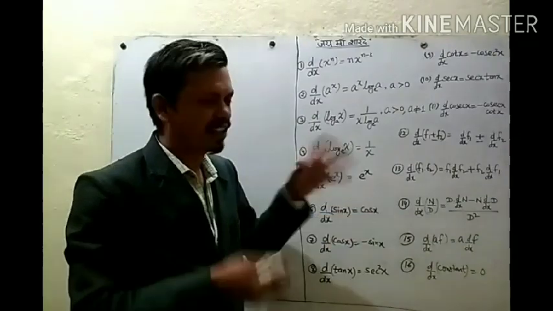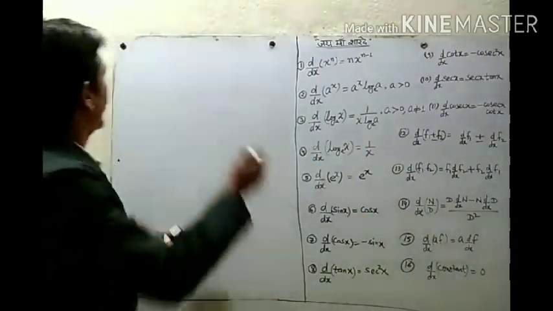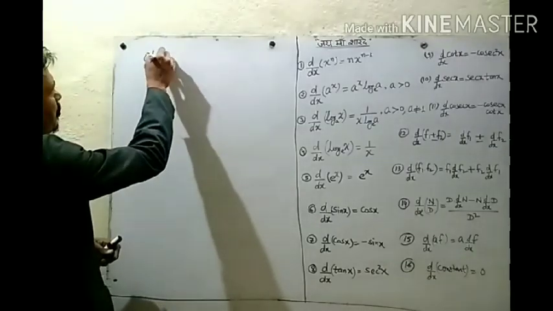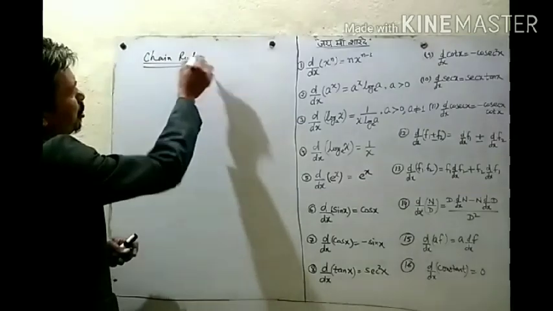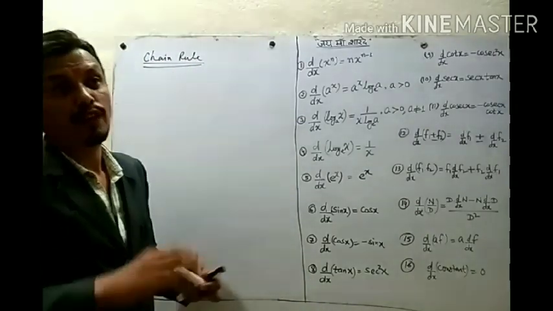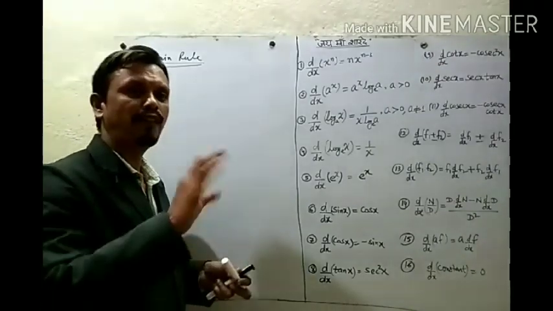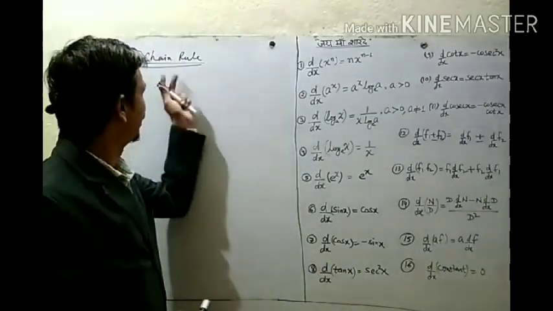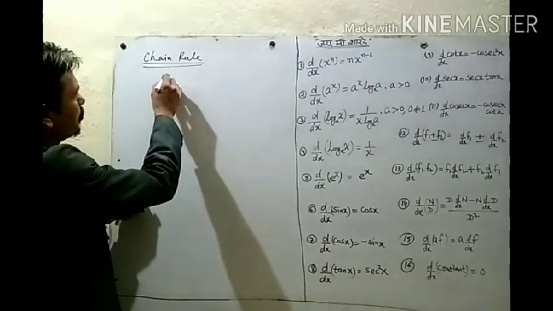Again this year we use the same formulas, but some more things also. We have one chain rule. This chain rule we use to find the derivative of a function of a function. When the given function is a function of a function, then we use this chain rule. Let's see one example.